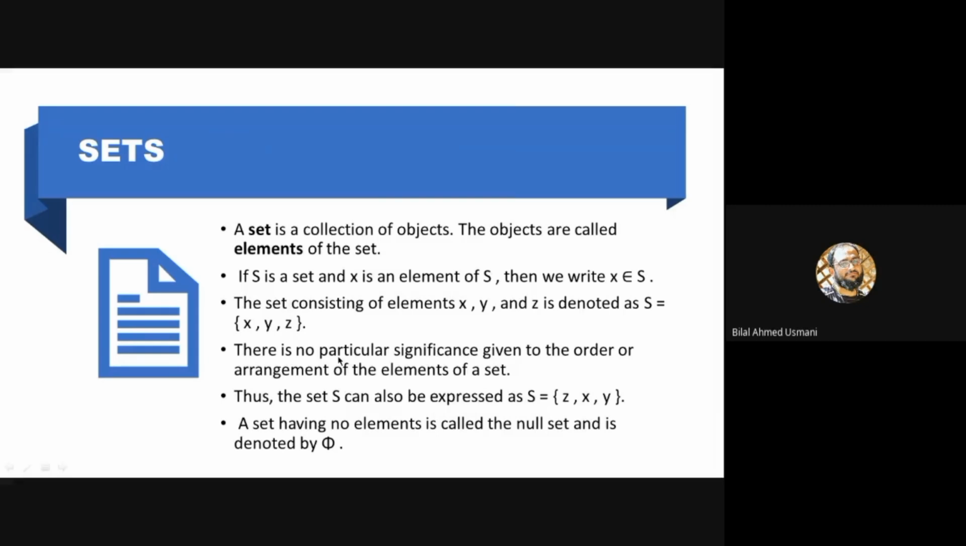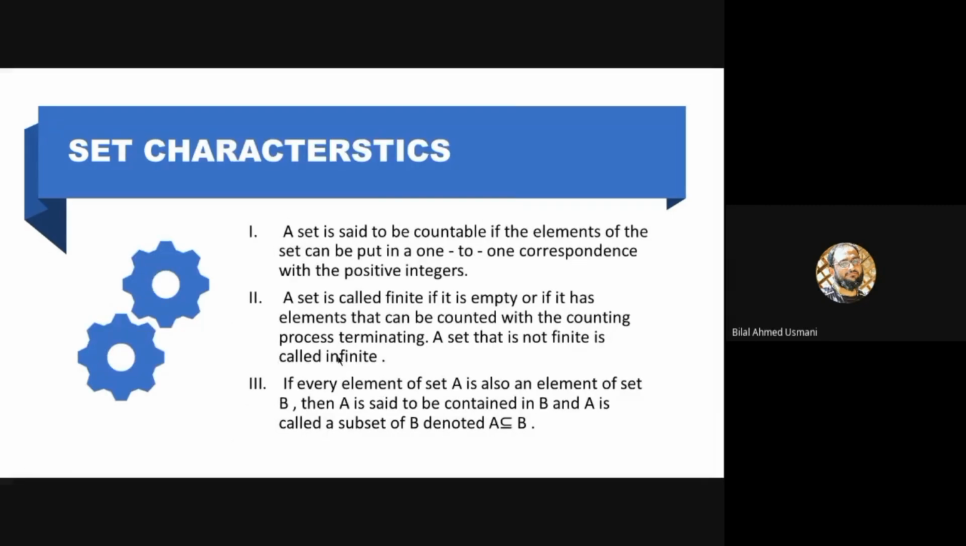So this is a very simple thing. I'm just reading it. What is the characteristic of a set? A set is said to be countable if the elements of the set can be put into a one-to-one correspondence with positive integers. The most basic concept of counting comes from a shepherd from very old times.